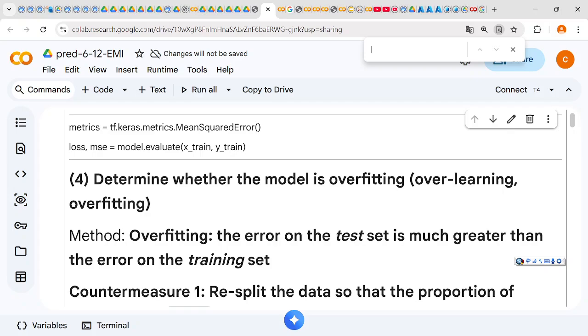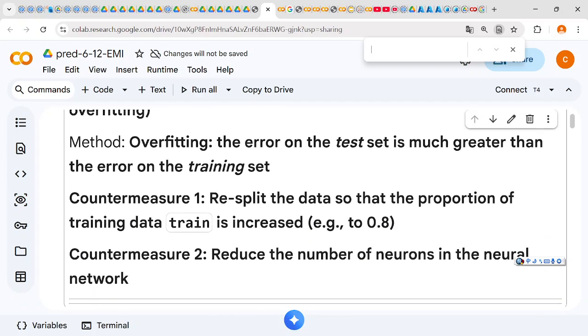The method: it is overfitting if the error on the test set is much greater than the error on the training set. And countermeasure one is to split the data so the proportion of the training data train is increased, e.g. to 0.8. The second countermeasure is to reduce the number of neurons in the neural network.